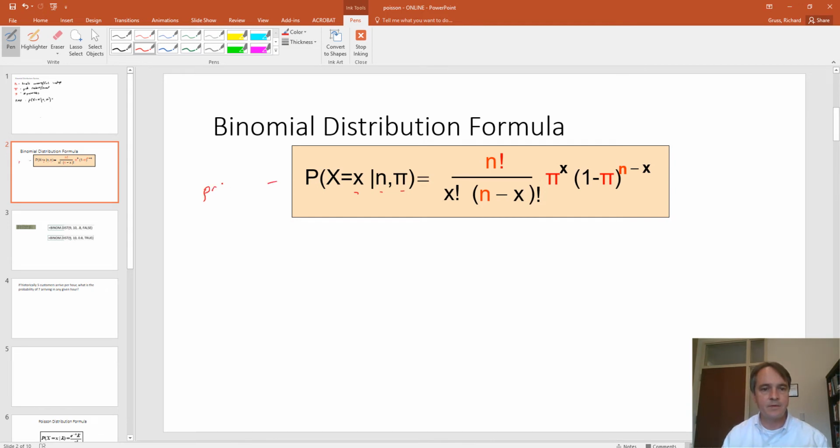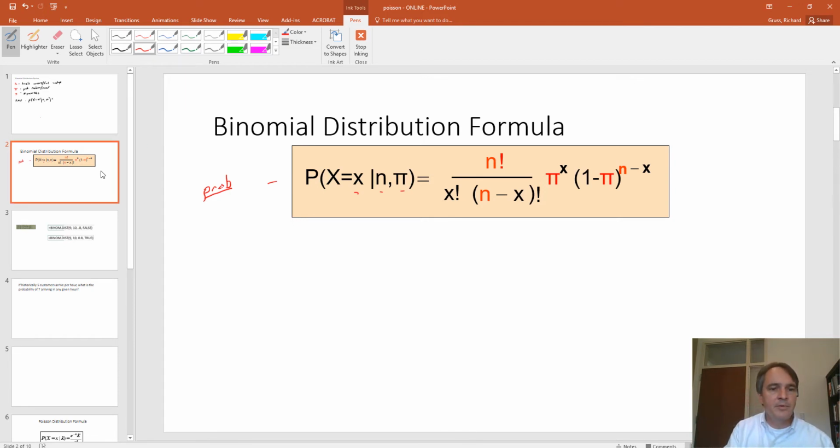What this gives us back is a probability. So that's what a probability mass function is, and every discrete probability distribution is going to have a probability mass function. The purpose of a PMF is to give you back a probability given x, and then the distribution itself has certain parameters here.